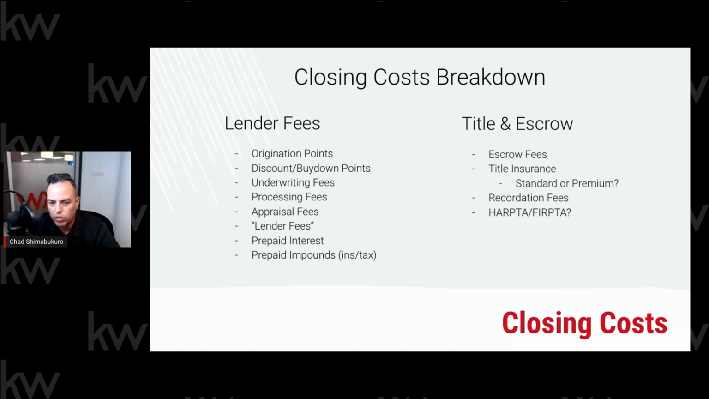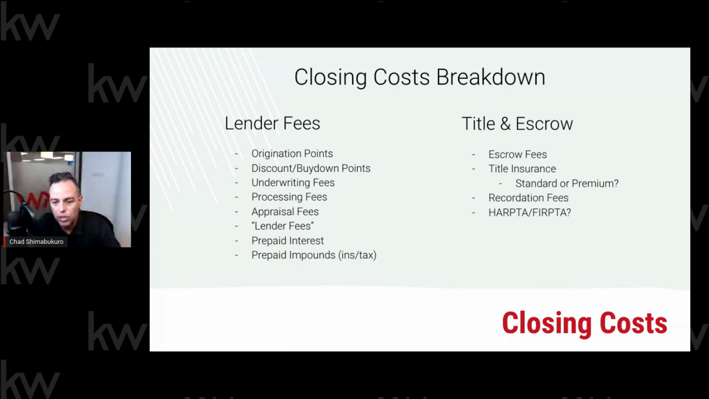Escrow, if you guys don't know, is a neutral third party that holds the funds and ensures that all parties are aware of funds being delivered and received, and they kind of manage all the payoffs and so forth. And there's a fee for that. It's not a huge expense. Every escrow company is a little bit different. Could be as little as $300, could be as much as $800, sometimes more, depending on the loan size and so forth, and the state that you're in.